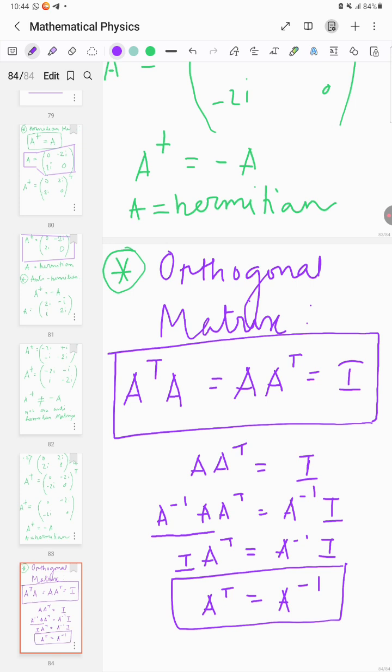So the transpose of an orthogonal matrix is equal to its inverse. This is what we can infer for an orthogonal matrix, that its transpose becomes equal to its inverse. Alright.